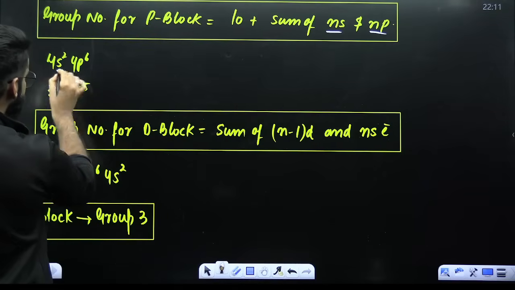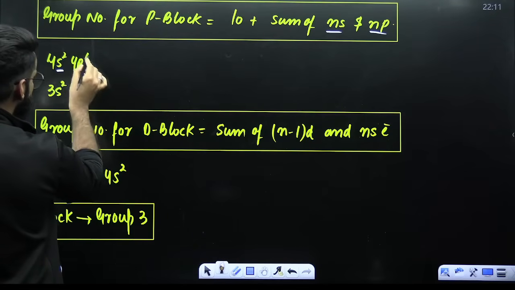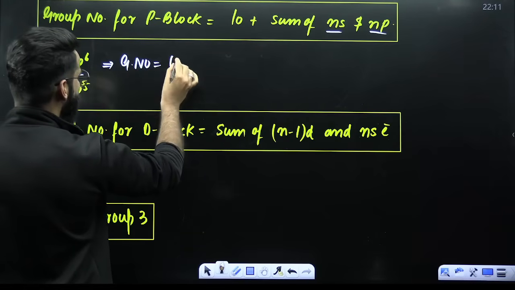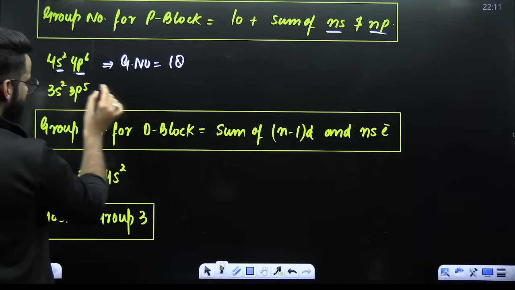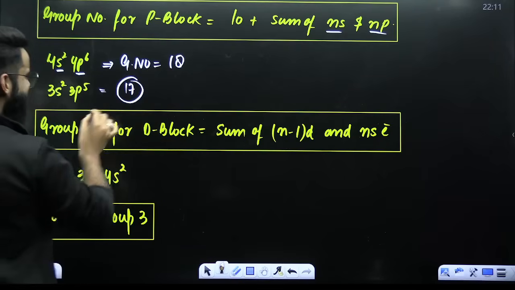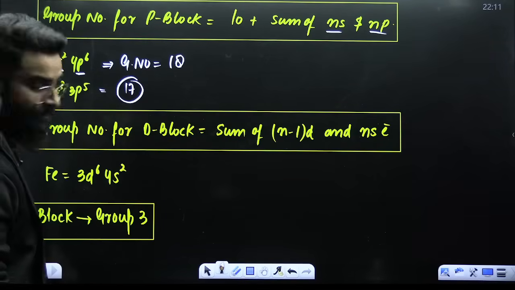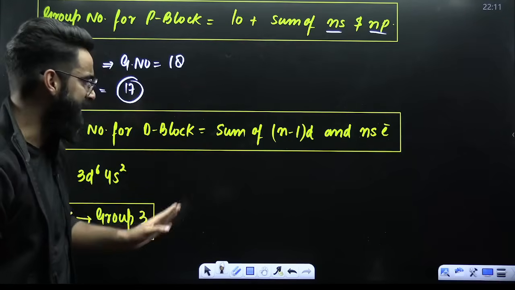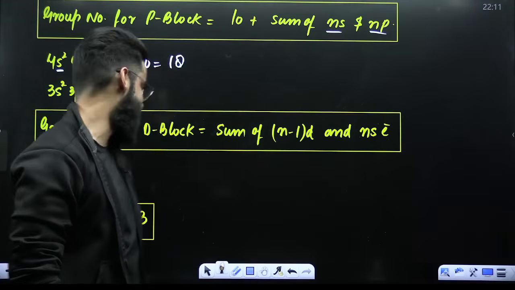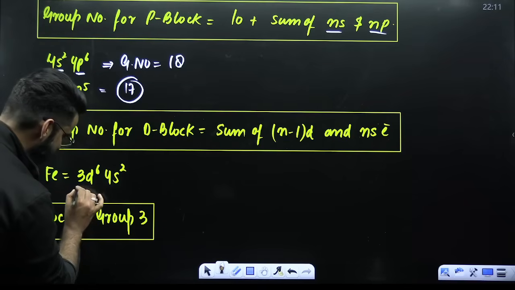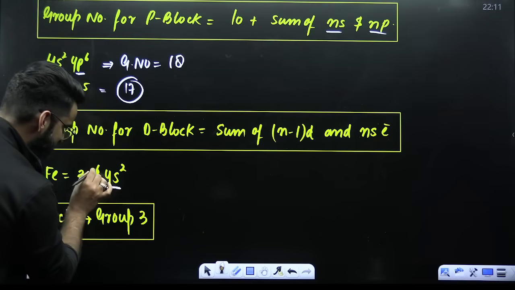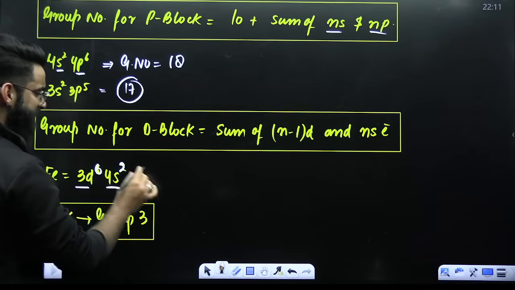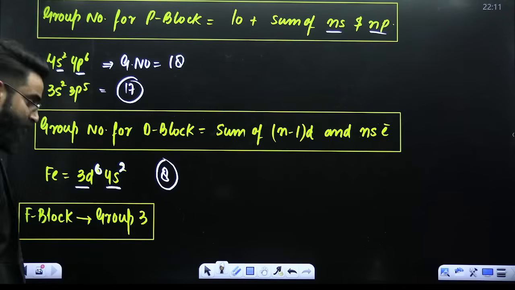So ns is equal to 2 electrons, np is equal to 6. So 6 plus 2 makes it 8. So its group number is going to be 10 plus 8, that makes it 18. Similarly, it's going to be 10 plus 7, that makes it 17. So these are the group numbers of the respective elements whose configurations are given to us. When it comes to d block elements, it's going to be simply the sum of (n minus 1)d and ns electrons. (n minus 1)d carries 6 electrons, ns carries 2 electrons, so 6 plus 2 makes it 8. So the element belongs to group number 8.